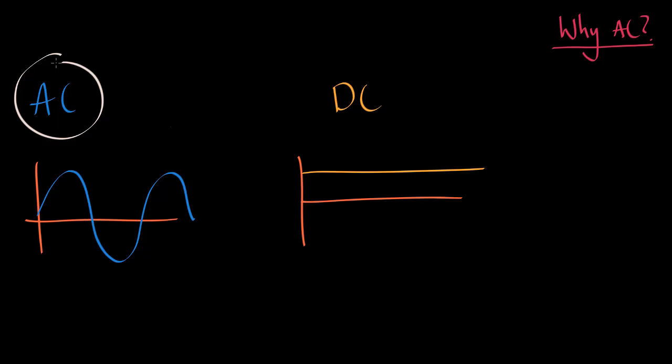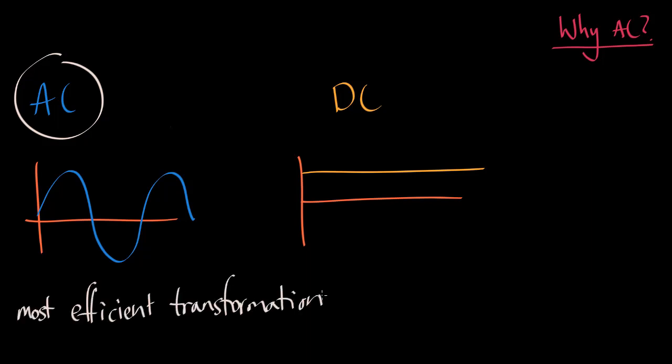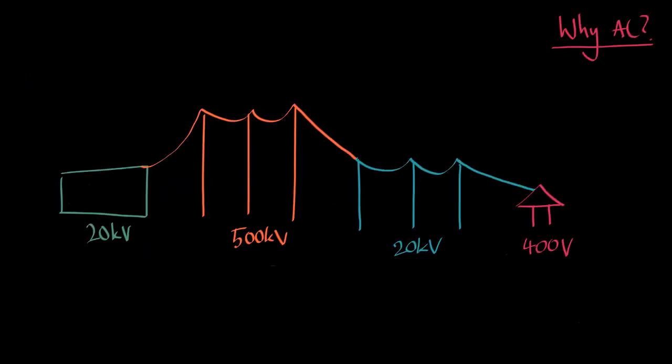The first and most important among these is that alternating current enables the most efficient transformation from one voltage level to another. We need this capability in modern grids because these contain components functioning at a host of different voltages that need to be connected. For example, generators running at 20 kilovolts, transmission lines running at 500 kilovolts, distribution lines running at 20 kilovolts, and households running at 400 volts.